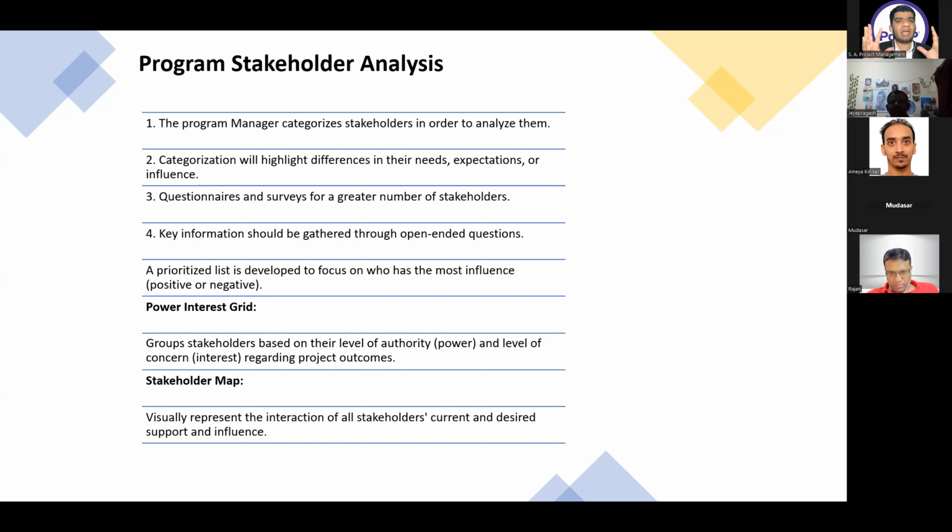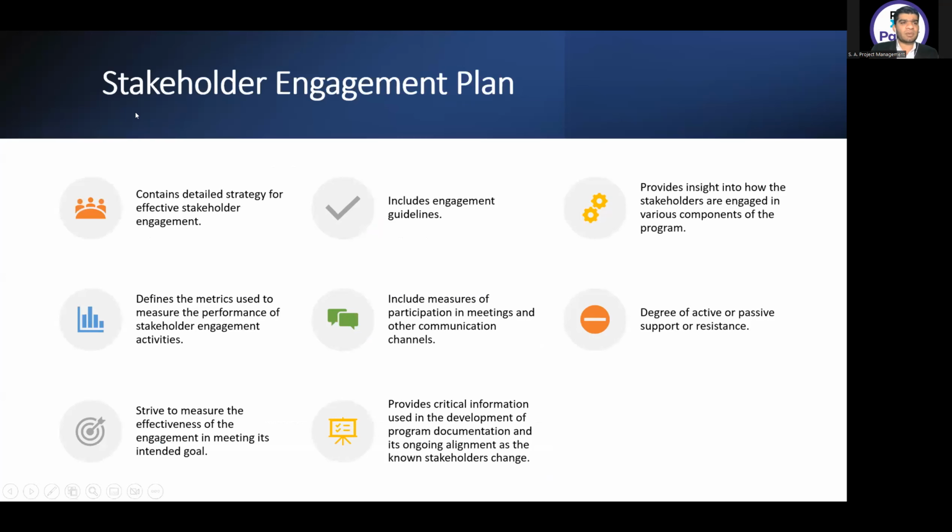Even after doing the analysis, the output will be the stakeholder register, but the updated stakeholder register, which will have much more detailed information about every stakeholder. Then we make the stakeholder engagement plan. The stakeholder engagement plan contains a detailed strategy for effective stakeholder engagement, includes engagement guidelines, and provides insight into how the stakeholders are engaged in various components of the program. It defines the metrics used to measure the performance of stakeholder engagement activities, including measures of participation in meetings and other communication channels, and degree of active or passive support or resistance. It strives to measure the effectiveness of the engagement in meeting its intended goals, and provides critical information used in the development of program documentation and its ongoing alignment as the stakeholders change.